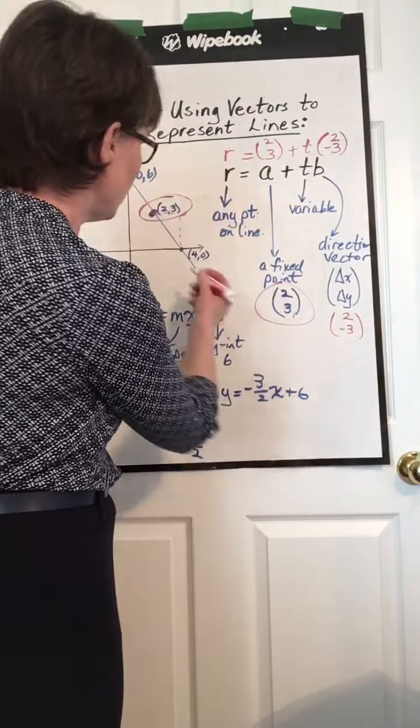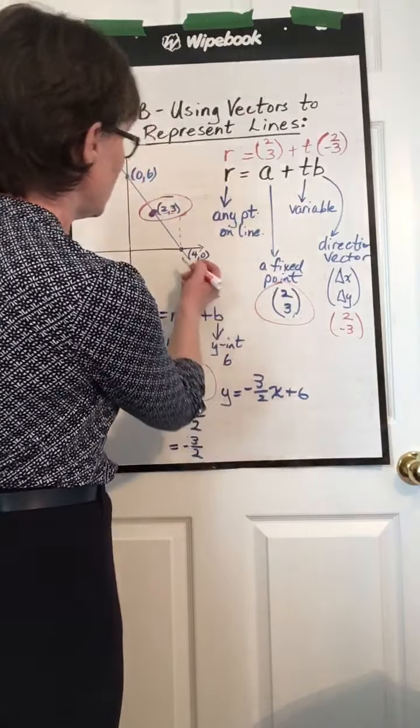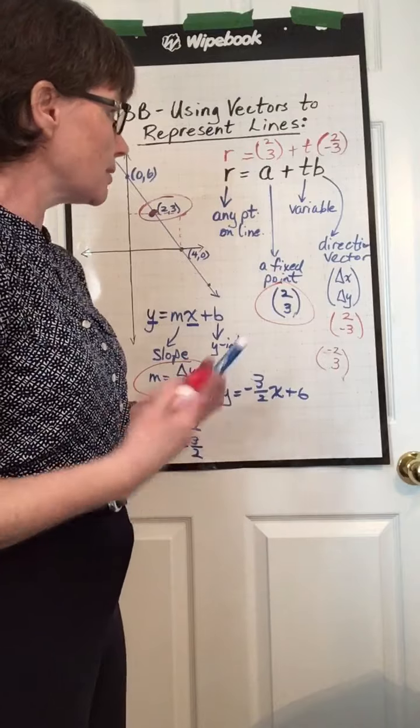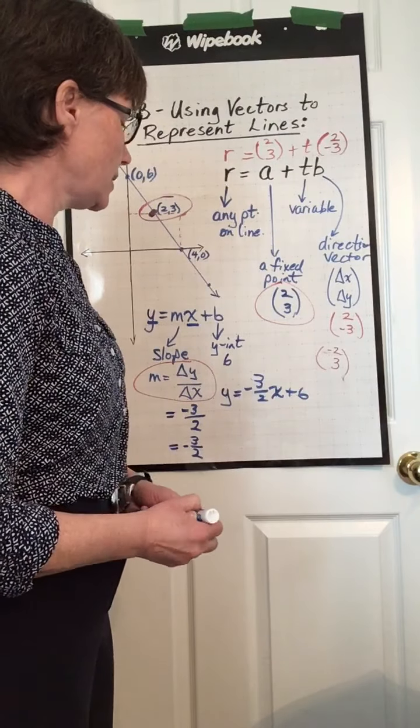Now, another direction, because a line goes in both directions forever, we could have chosen the other direction. So we could have said, oh, from here, I'm going to the left 2 and up 3. So we could have said negative 2, 3 as a direction vector and substituted that direction vector in, just to the opposite direction. Okay, so several ways we could represent that equation.